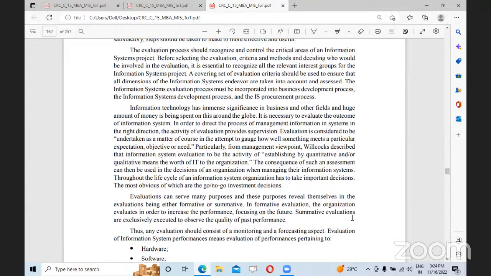Throughout the life cycle of an information system, the organization has to take important decisions, the most obvious of which are go/no-go investment decisions.